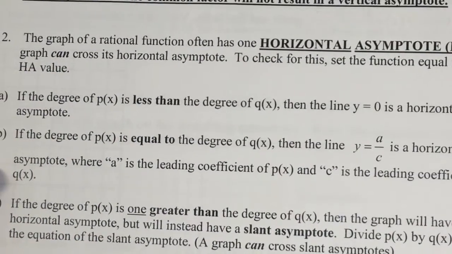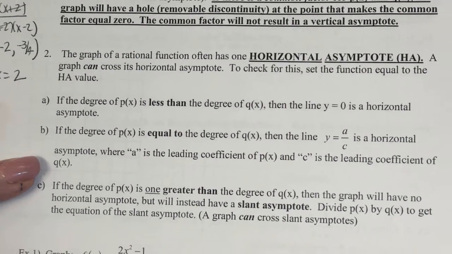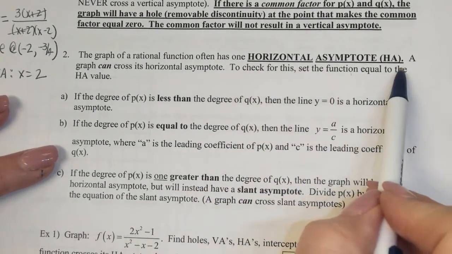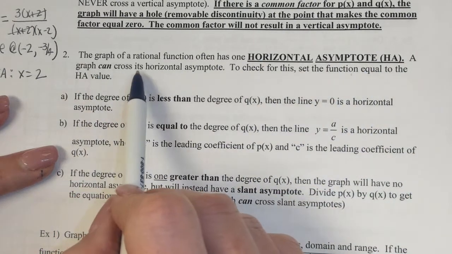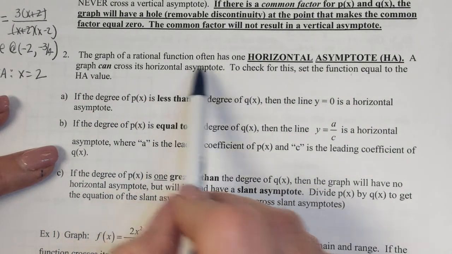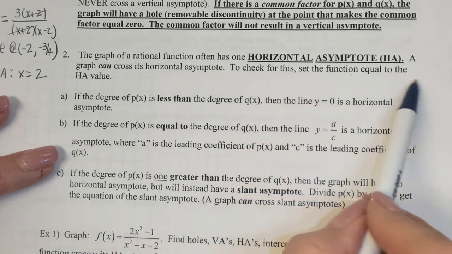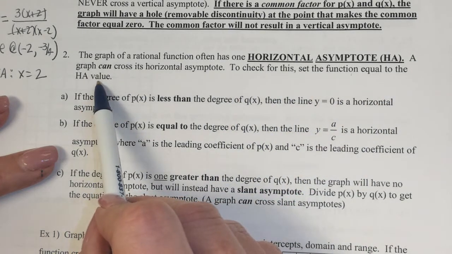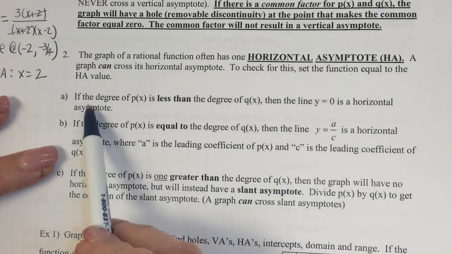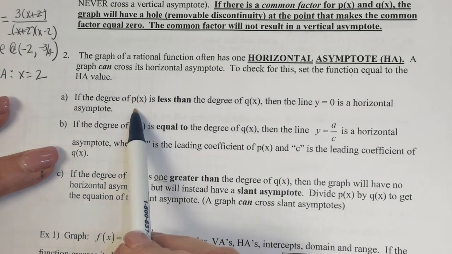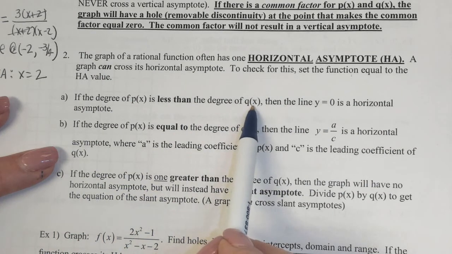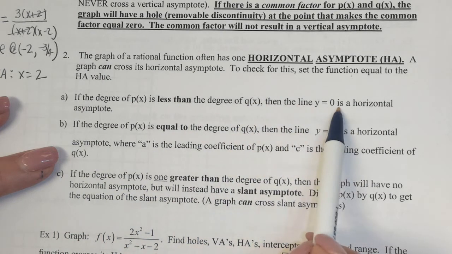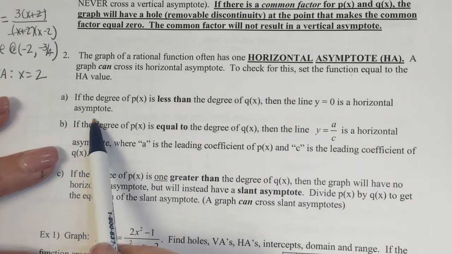The graph of a rational function most of the time is going to have one horizontal asymptote. It might also have none, or it might have a slant. A graph can cross its horizontal asymptote. To check for this, set the function equal to the horizontal asymptote value. We'll do that here in a minute. If the degree of p of x, meaning the top, is less than the degree of q of x, meaning the bottom, then the line y equals 0 is a horizontal asymptote.